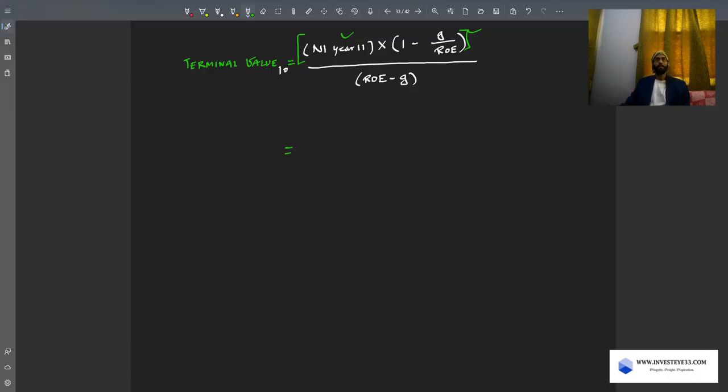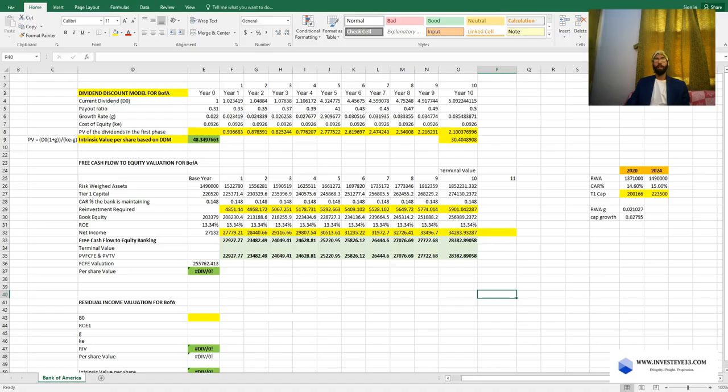Let me go back to the Excel sheet. Now we know the numbers till year 10. We just need to project it till year 11 to get our required number. So risk-weighted assets for year 10 is equal to 1,892,980.421. This is maintaining the same growth rate, right? And therefore the tier 1 capital is equal to, let me stretch the number here. The capital adequacy ratio is maintained at 14.8%. We get the tier 1 capital amount also.